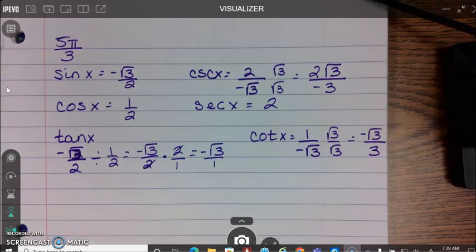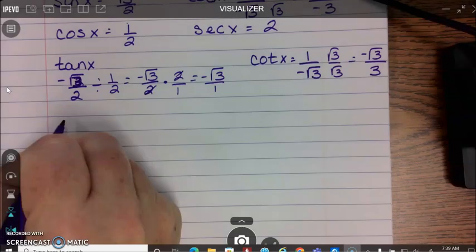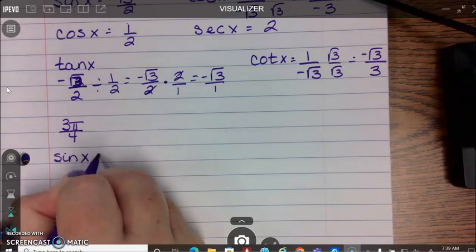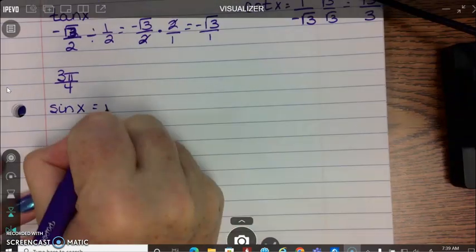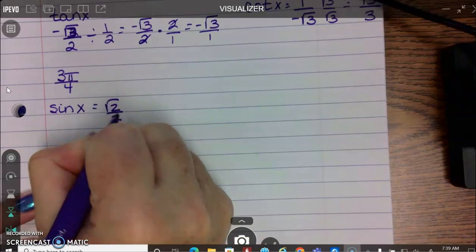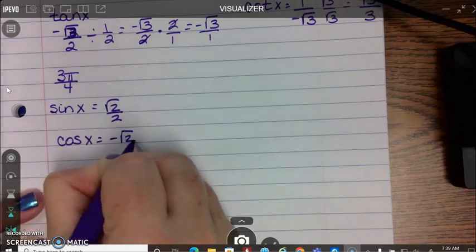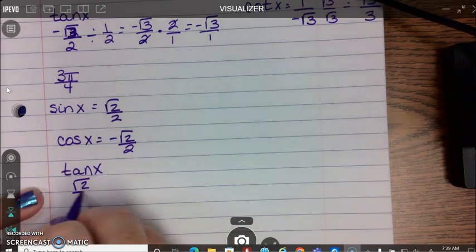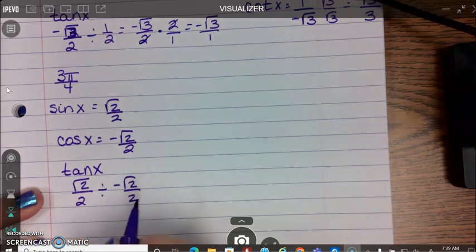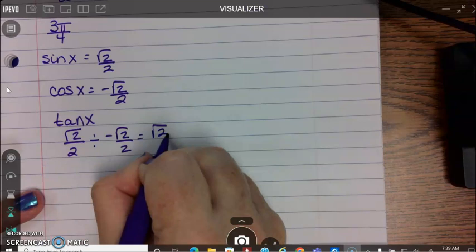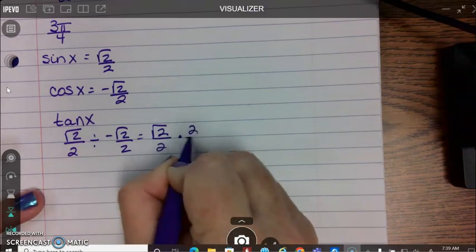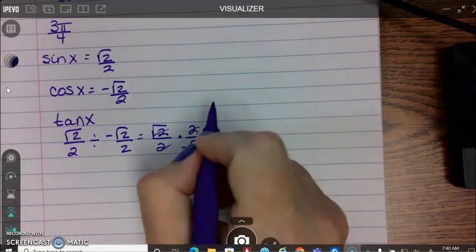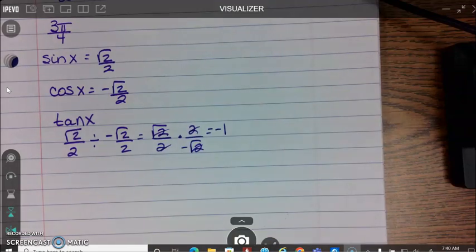Okay, the next number was 3 pi over 4. Okay, so sine is square root 2 over 2. Cosine is negative square root 2 over 2. And tangent, square root 2 over 2 divided by negative square root 2 over 2. Keep, change, and flip. So remember, when everything cancels out and we're multiplying, this equals negative 1. Okay.